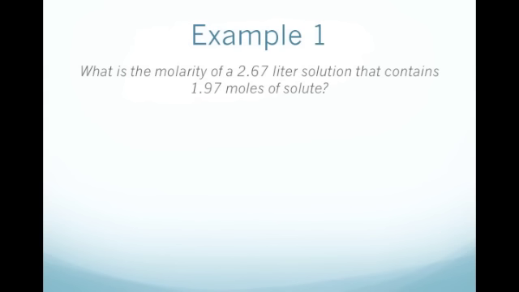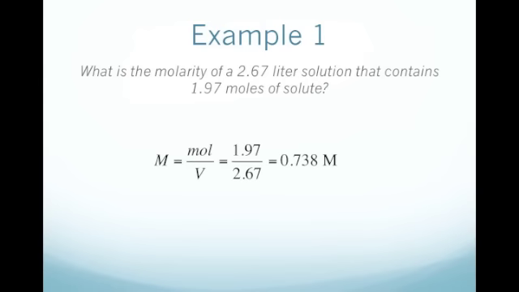All right, so let's jump right into some examples. Let's take a look at some calculations. What is the molarity of a 2.6 liter solution that has 1.97 moles of solute? This is real straightforward. It's straight off the formula. 1.97 divided by 2.67, and we get 0.738 molar. That is a 0.738 molar solution. Okay, please make sure you don't confuse this. It's not 0.738 moles. It's a 0.738 molar solution.